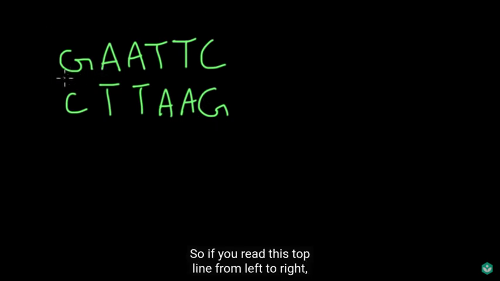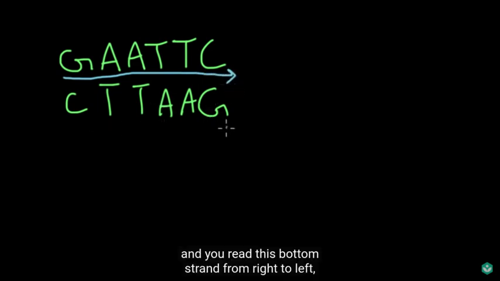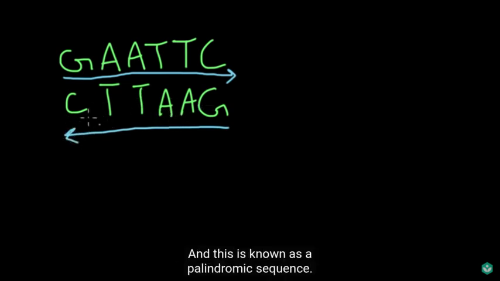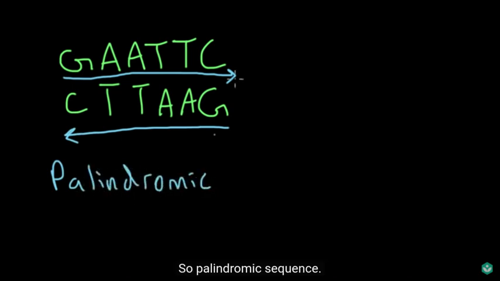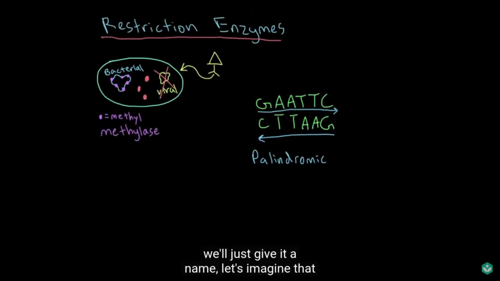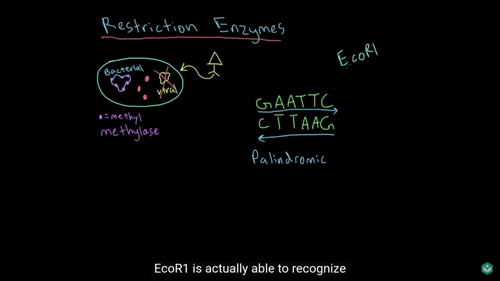Now, I don't know if you noticed, but there's something unique about this specific sequence. If you read this top line from left to right, GAATTC, and you read this bottom strand from right to left, GAATTC, they are basically identical. And this is known as a palindromic sequence. This is what restriction enzymes recognize. So let's imagine that we have a restriction enzyme, and we'll just give it a name. Let's imagine that its name is EcoR1. EcoR1 is the name of one type of restriction enzyme, and it is able to recognize this palindromic sequence.